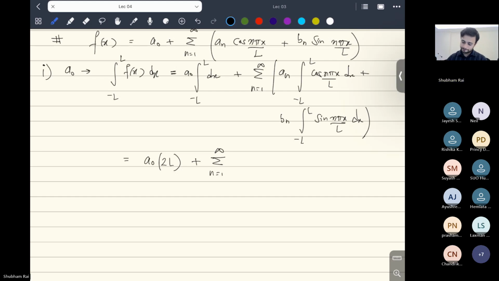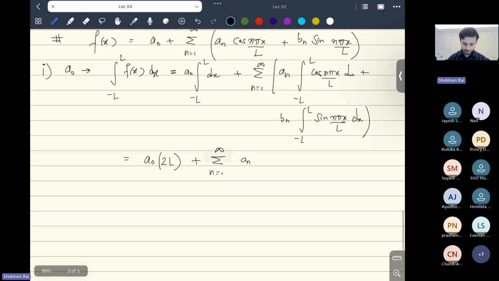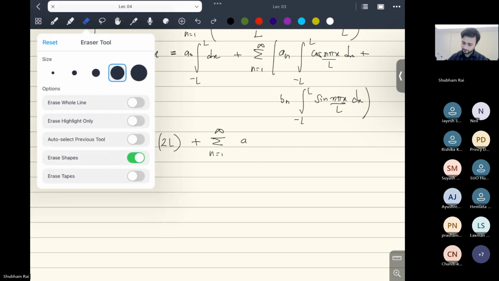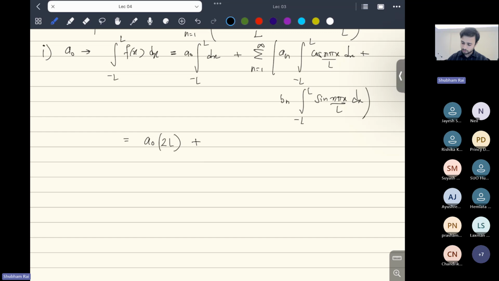So if you integrate this, how to integrate this cosine n pi x by L? So let me just put it this way. So we have an, and let's say we have two terms, this term plus this term. The first term is cosine, and the second term is sine. So let's first solve this integral here. If I solve this integral, I'll be solving the integral from minus L to L of cosine of n pi x by L dx, right?